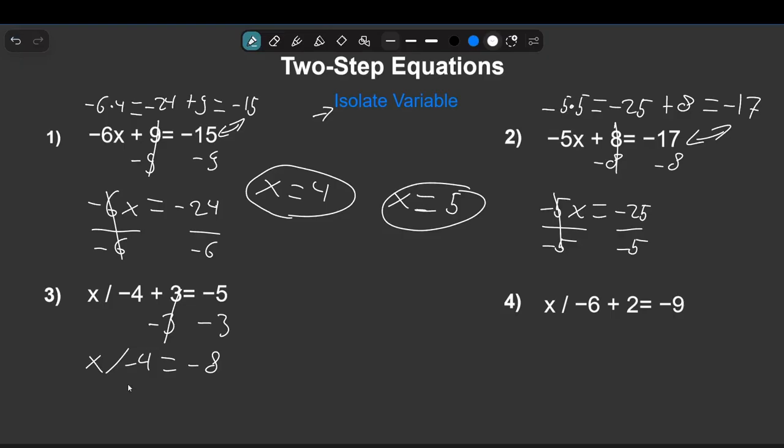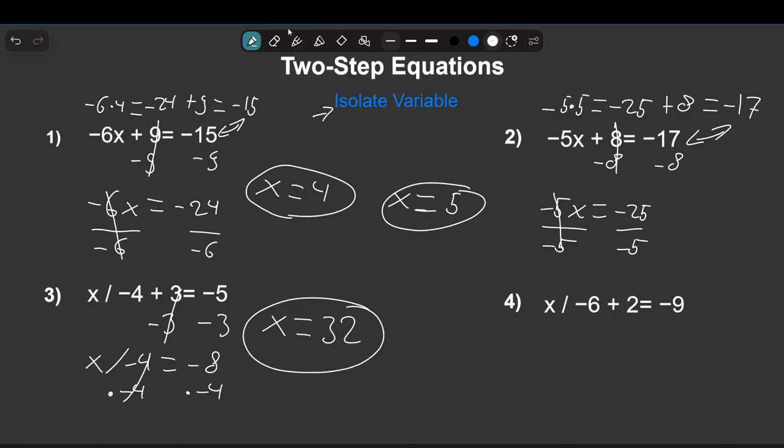And now what we're going to do is turn it into a multiplication because we are inversing our division to a multiplication. So we're going to multiply both sides by minus 4, like this, times minus 4. These two cancel each other out, so we are just left with our variable. Now we're going to times also minus 8 with minus 4. Minus 8 multiplied by minus 4 will equal 32. And 32 will be our final answer.